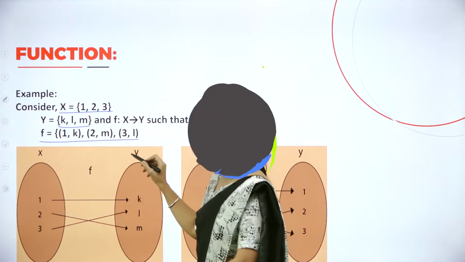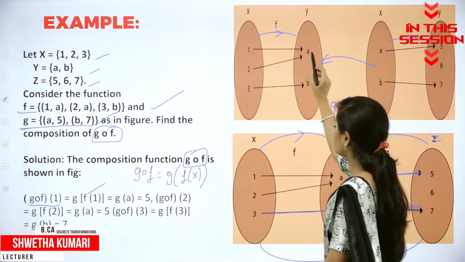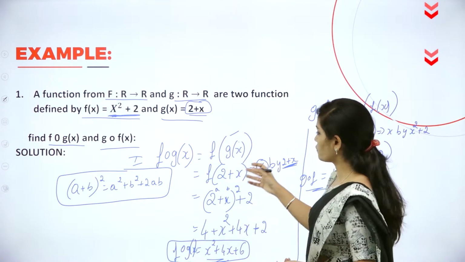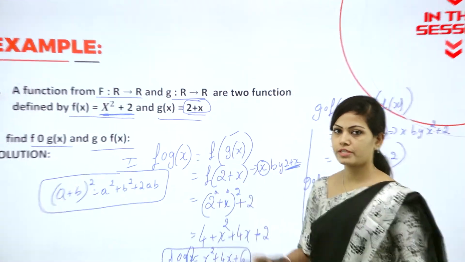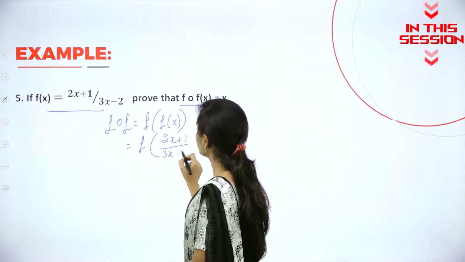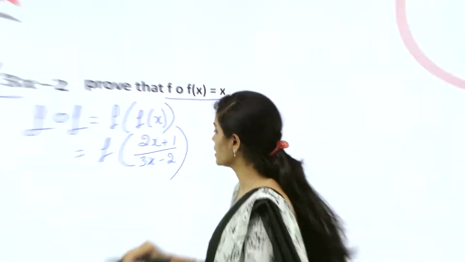I have one relation. So using Venn diagram, I can represent a function. So what is f of 1? F of 1 is equal to g of a. So very simple concept. First find out fog x and gof x. 2x plus 1 divided by 3x minus 2. Here we have only f of x, there is no g of x.